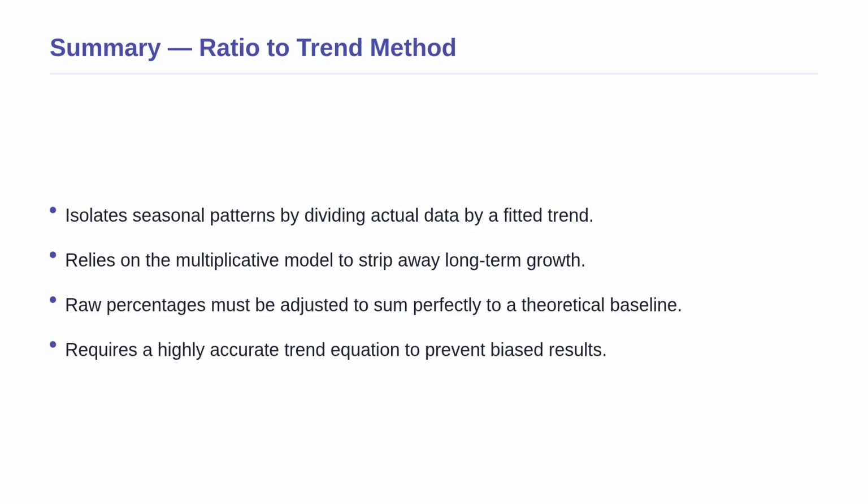We have covered a lot of ground today. Let us review the key takeaways. First, the ratio to trend method isolates seasonal patterns by dividing actual observed data by a mathematically fitted baseline trend. This relies on the multiplicative model, stripping away long-term growth to expose the repeating seasonal heartbeat as a percentage. Second, we learned that these raw percentages must be adjusted so they sum perfectly to a theoretical baseline, ensuring the overall trend is not distorted. Finally, always remember that this method blindly trusts the trend equation you provide, so an accurate trend line is absolutely essential.